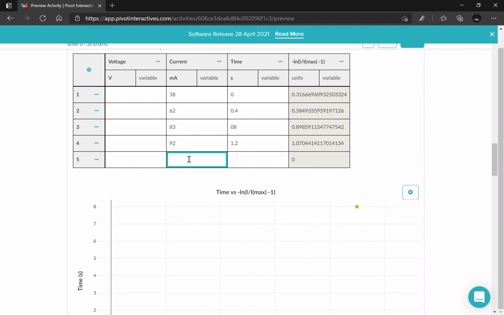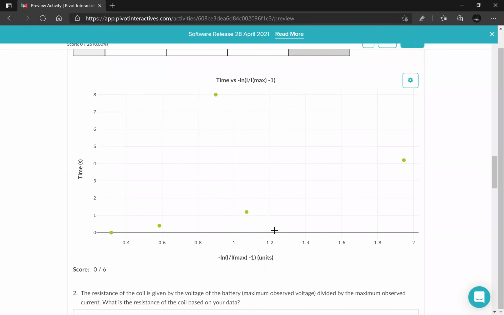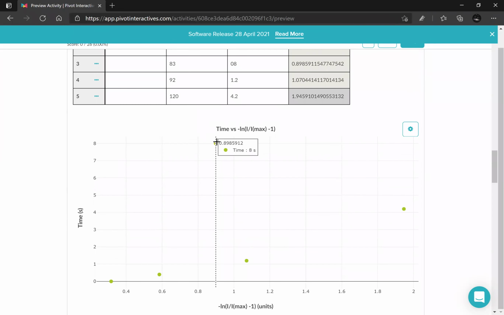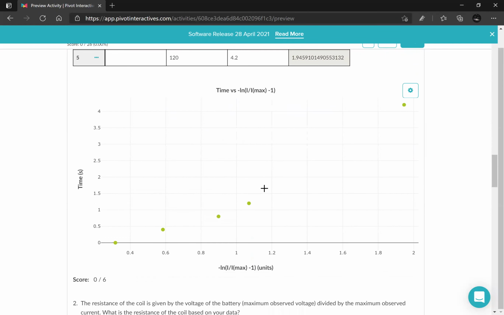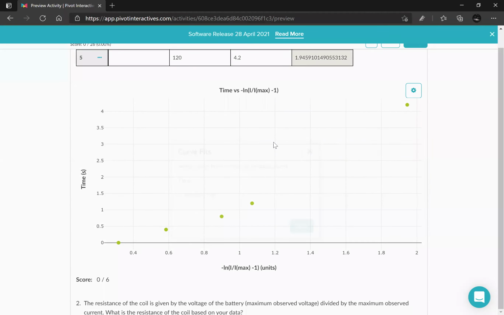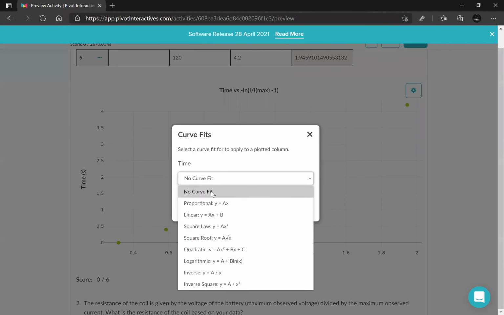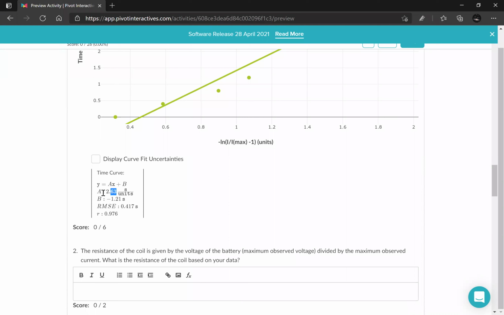You can see maybe like 120 when the time was 4.2. My data already gives me, so this is like an outlier because I have 0.8, not 8 seconds. There you go. Now I have a more or less linear graph, and I can go curve fit, linear, and get a slope. That slope is basically my tau. Use that then to find the inductance value.